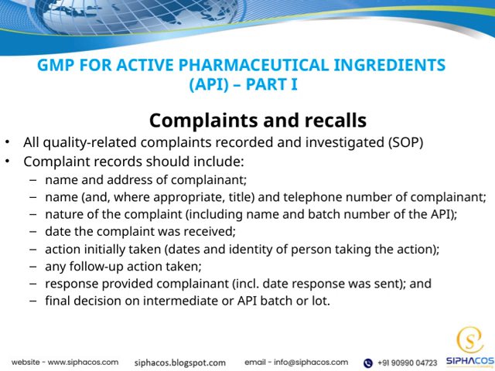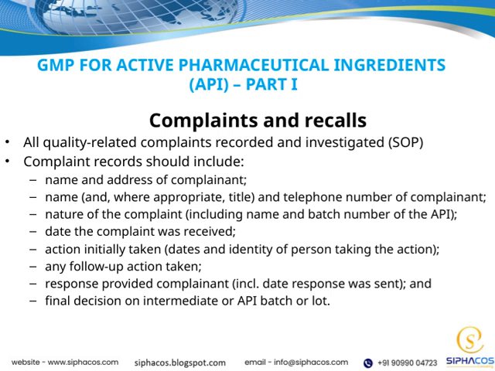When a complaint comes in, we need to document several key details. First, the name and address of the complainant so we can follow up if needed. We also record their name and, if applicable, their title and telephone number. Understanding the nature of the complaint is crucial, including the specific API involved, like the name and batch number. We also note the date we received the complaint to keep track of timelines.